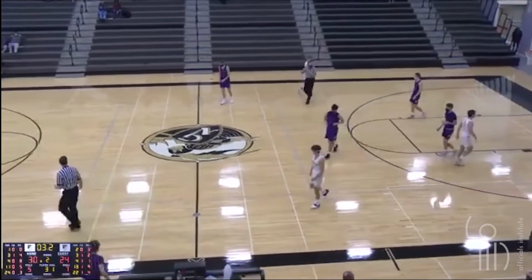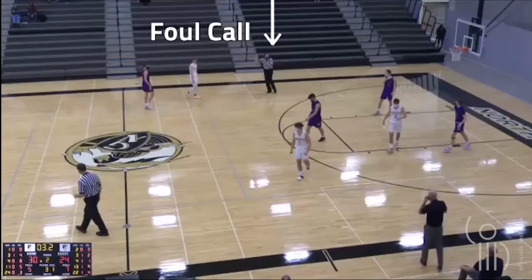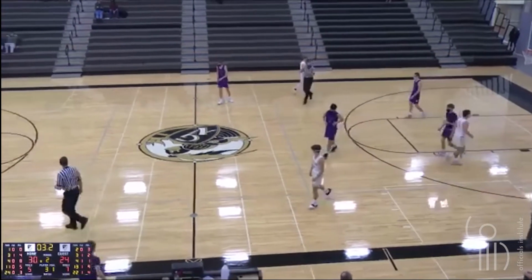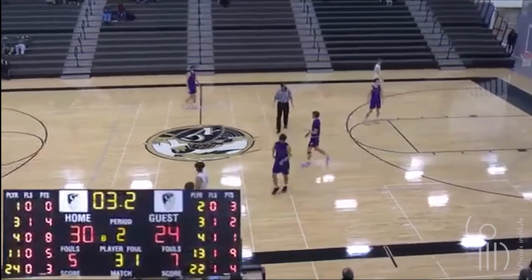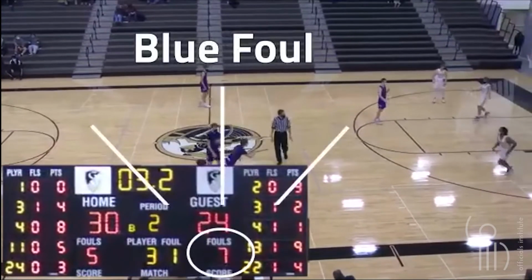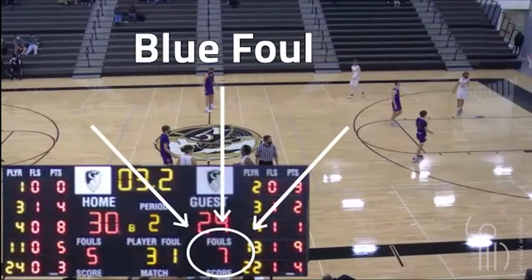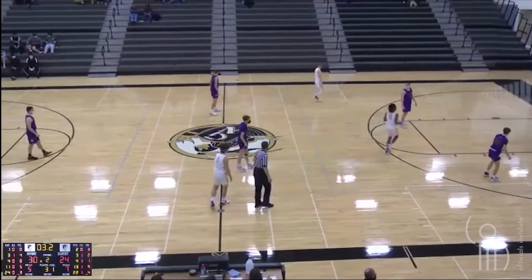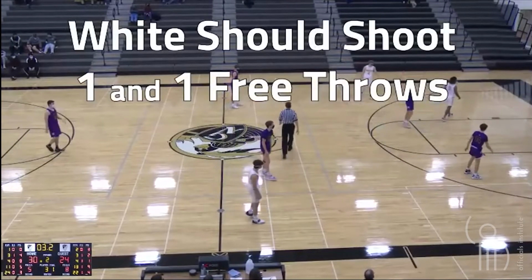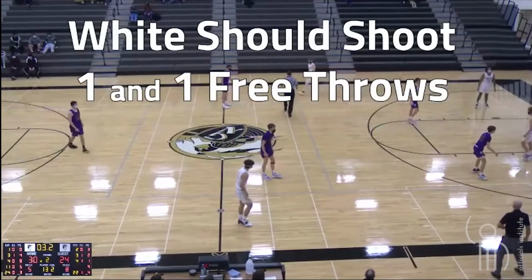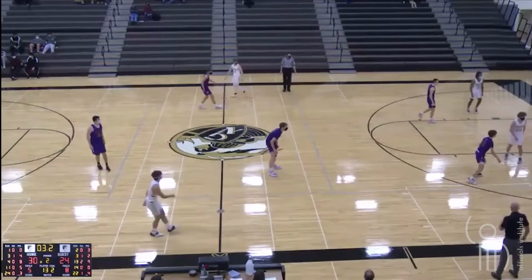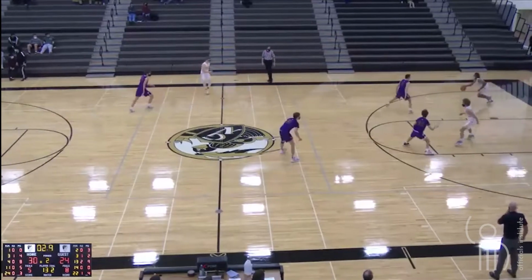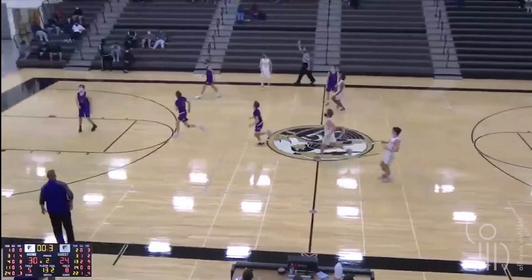Now, that official, as I pointed out, is calling a foul. Even though the mechanics aren't great, he's calling a foul. Okay? So now he goes to report, and we're going to take a look here. It's a blue foul, and they've got 7 fouls. But what does that mean? Means they're in the bonus. It means they should be shooting 1 and 1, yes? Yes. But look what happens. They don't shoot 1 and 1. They just have a throw in.